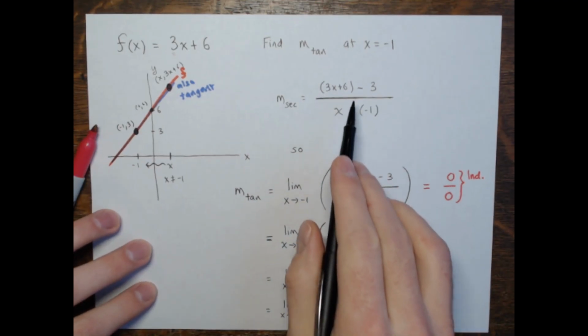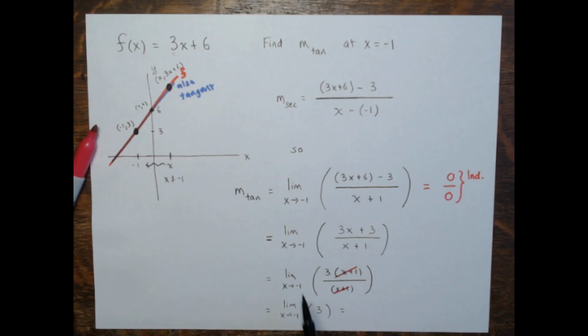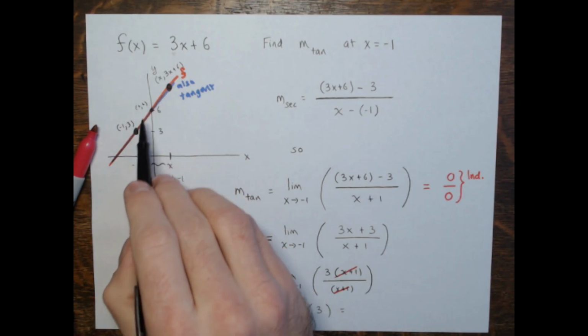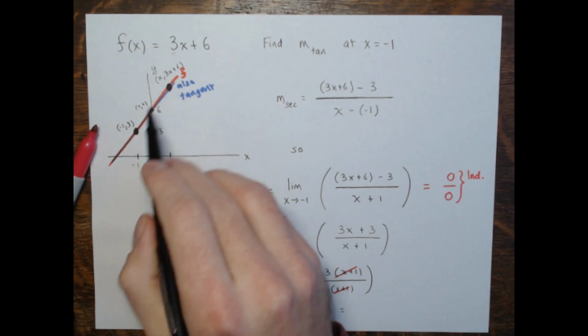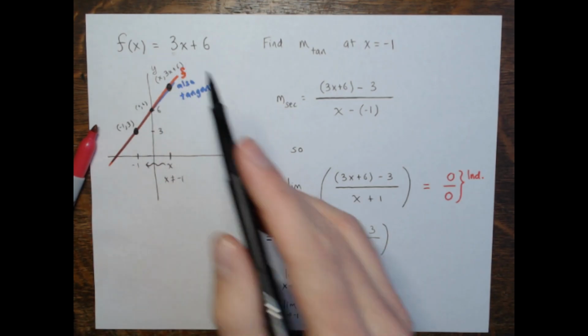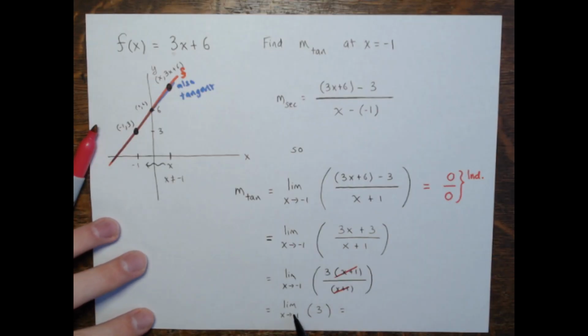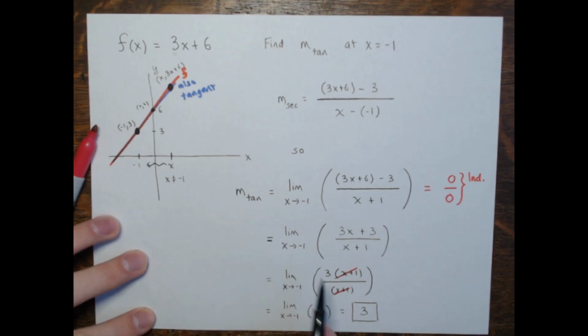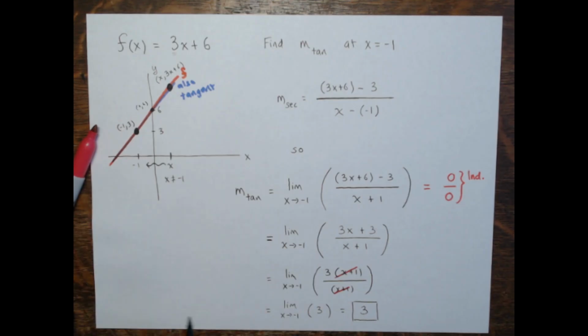So the slope of any secant line would be 3, right? Because again, any secant line, you take any 2 points on this and draw the secant line, it's the line again, which has a slope of 3. And remember the limit of a constant is that constant. No matter what x is, this 3 will stay 3. So here we go, there's our slope of this tangent line I drew.